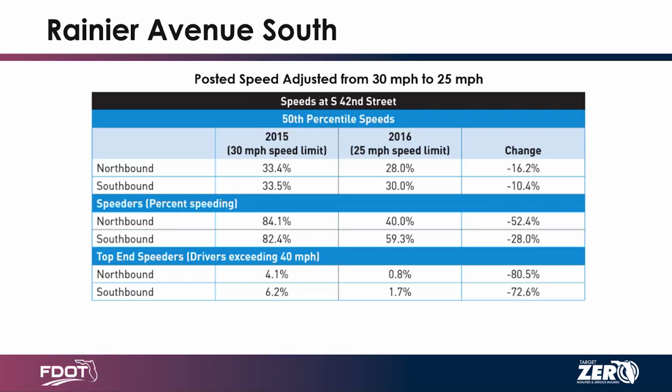And then when we look at the results, the posted speed was adjusted from 30 miles an hour down to 25 in conjunction with the other changes they're making. So if we look at your percentile speeds, you've got a 16% drop in the 50th percentile speeds northbound and a 10% change southbound, right? Your percentage speeding improved significantly as well. And your top end speeders, the drivers exceeding 40 miles an hour, there's an 80% reduction and a 72% reduction.